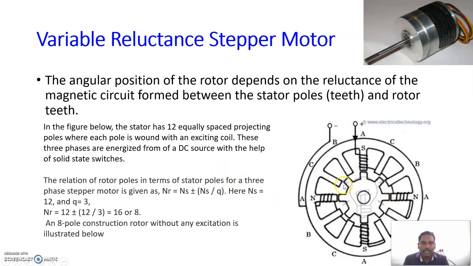So the rotation speed of your stepper motor can easily be calculated from NR is equal to NS plus or minus NS by Q, where NS is nothing but the number of poles in the stator coil, and Q is basically 3, or this is varying. This 3 indicates the A, B, C, 3 phases of the machine. For example, we are having 12 poles and Q is taken as 3. So the rotor speed is either 16 or 8.